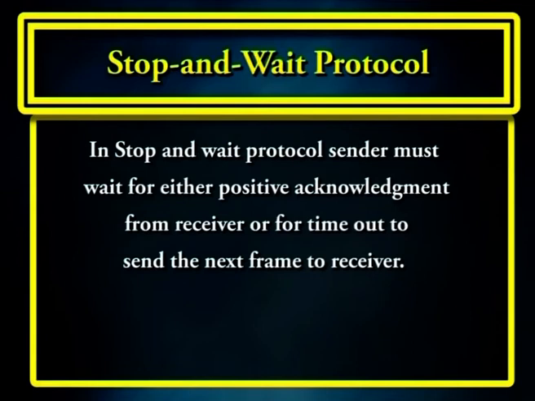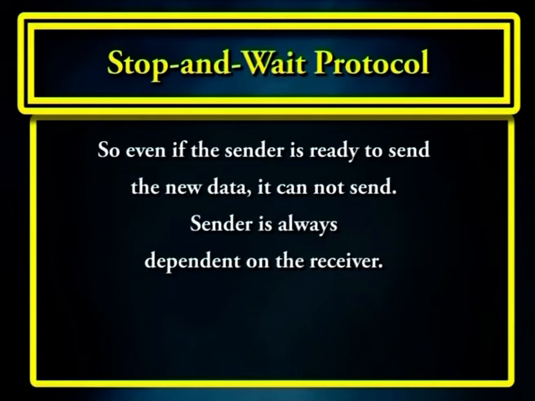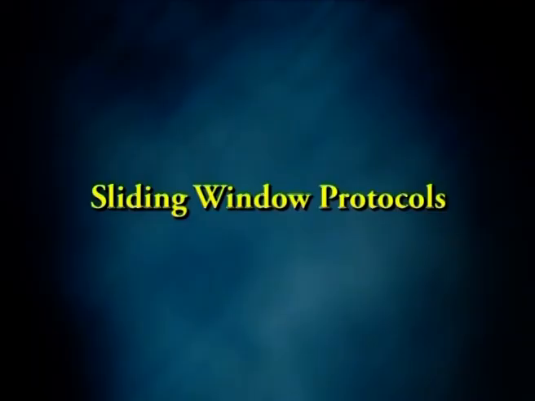In stop and wait protocol, the sender must wait for either a positive acknowledgement from the receiver or for a timeout to send the next frame to the receiver. So even if the sender is ready to send new data, it cannot send. The sender is always dependent on the receiver. To solve this problem, the sliding window protocol was introduced.